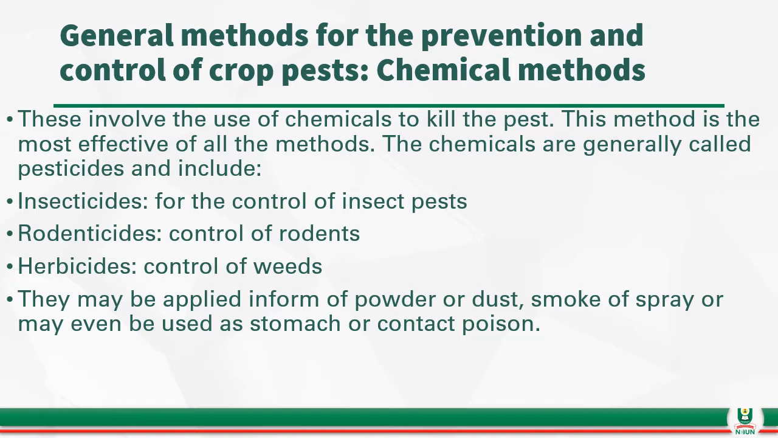Like the rats, for example, we have to mix the poison in a food that they like, so that they will be attracted to it, and then once it gets into their tummies, it just kills them. So these are the different forms of chemical application. You can do it either in powder form, smoke form, or even contact.